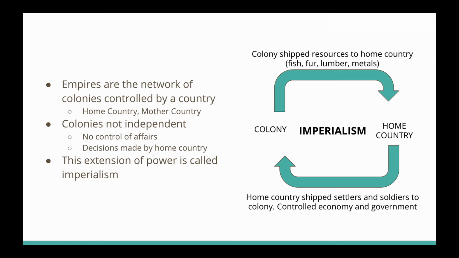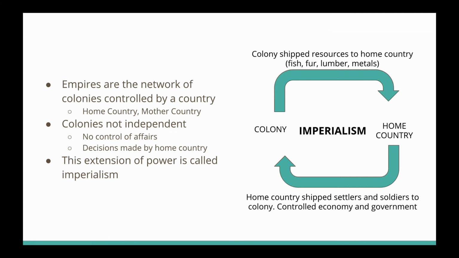And an empire is the next word that we're going to take a look at. An empire is a network of colonies that are controlled by a country. And that country is often referred to as the home country or the mother country. And colonies, it's important to know that a colony is not an independent place. It's not an independent government. It does not control any of its economics. It does not control any of its politics. It has no control of its own affairs. All of the decisions are made by the home country or the mother country. And this extension of power from the mother country, that is imperialism.